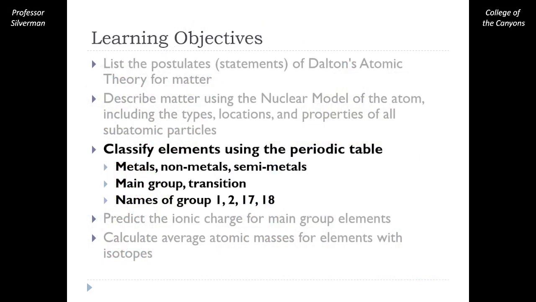And there we go, we've made it to the end. At this point, we can classify our elements on the periodic table as metals, nonmetals, or semi-metals, main group elements or transition elements, and as the names of group 1, 2, 17, 18. Those are the alkali metals, alkali earth metals, halogens, and noble gases.